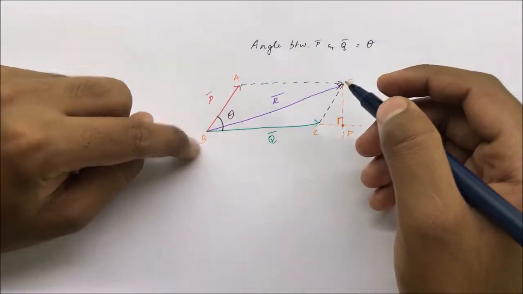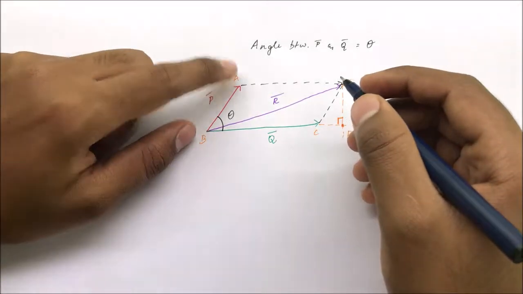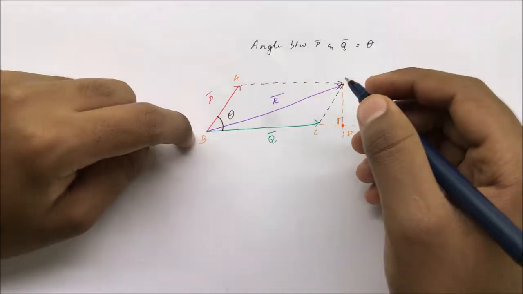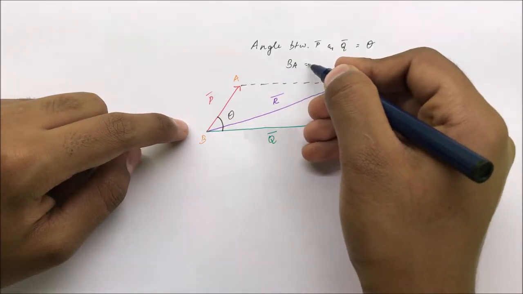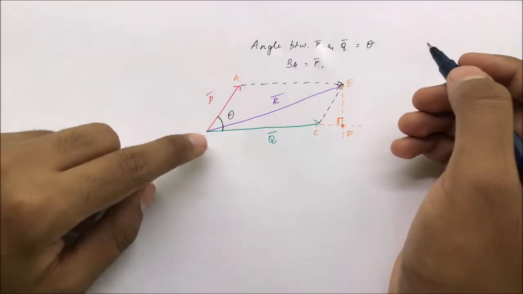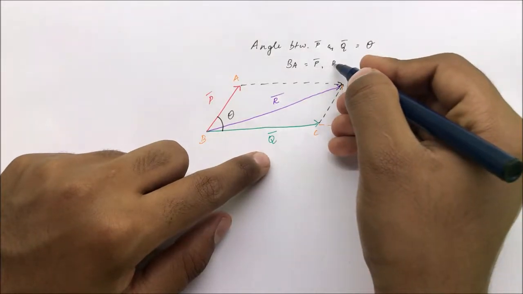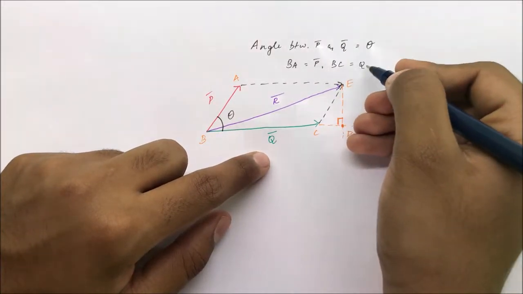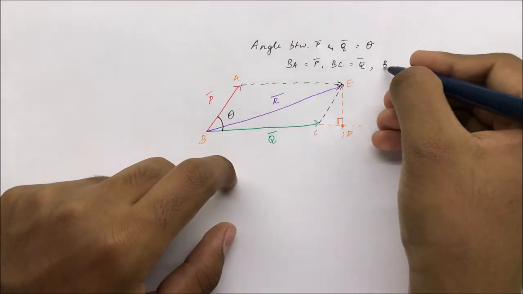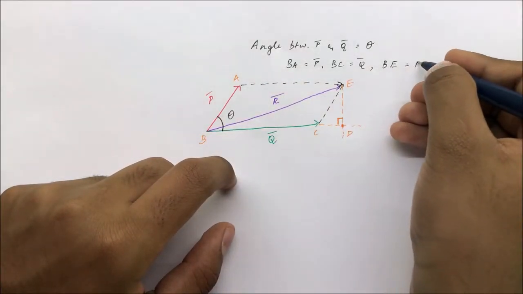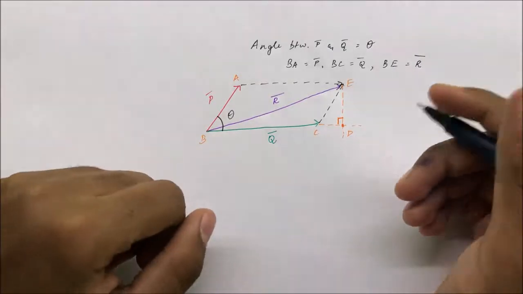Now if you observe closely, BA is nothing but p bar, because AB would happen to be minus p bar. So BA is equal to p bar, then BC is q bar, and finally BE is r bar. Okay, so now let's move on to the derivation.